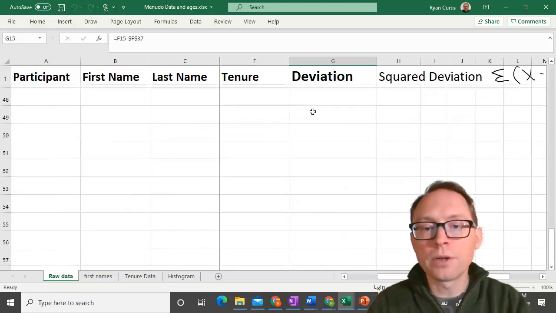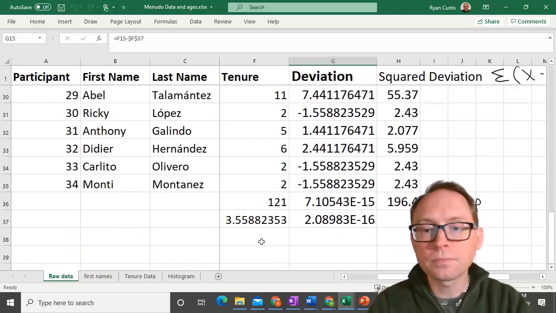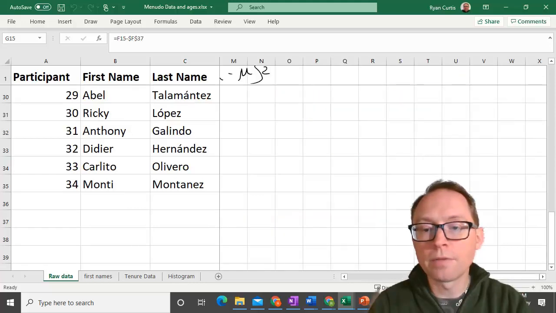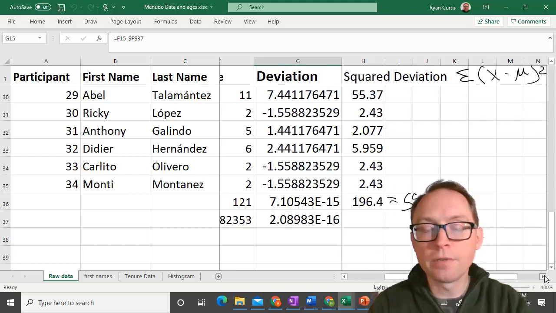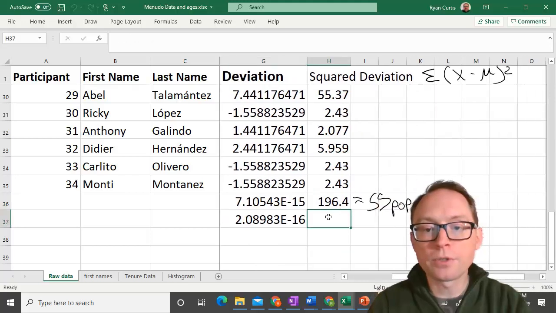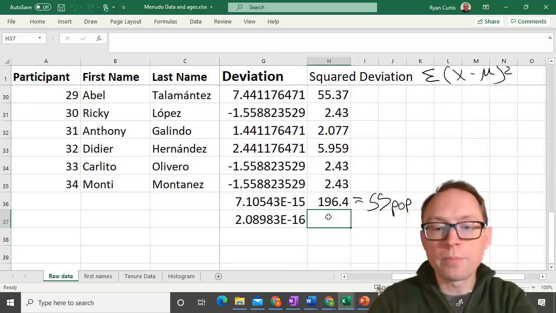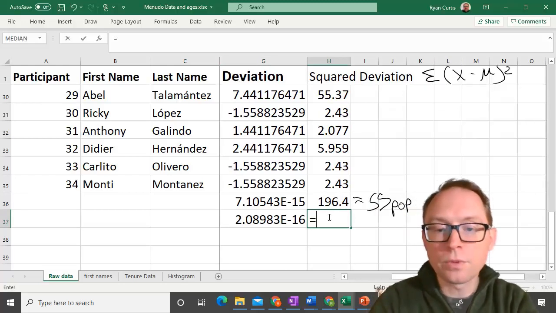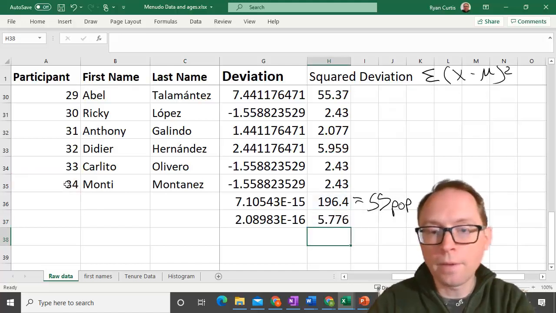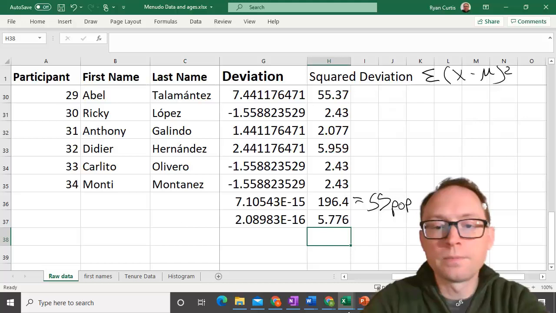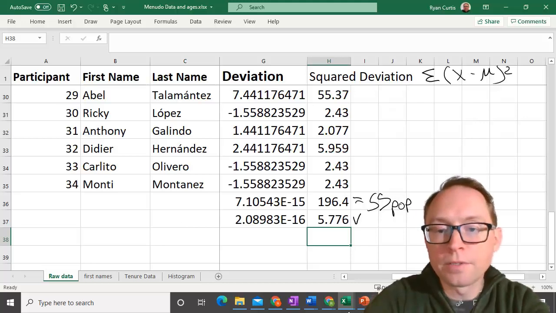Now, if we look down here at the standard deviation, where did we put the standard deviation? Let's go ahead and calculate this again. We did the deviation, and we got the sum of squares. So for the population, to get the variance we take the sum of squares divided by n, and n in this case is 34. There it is right there. So that is the variance. I only divided by n because this is the variance of the population.